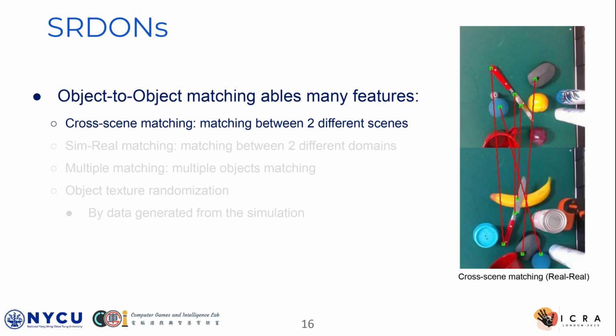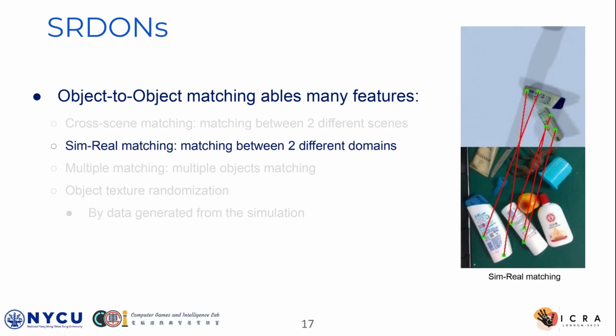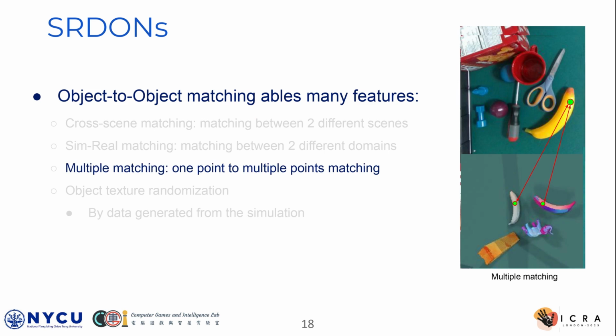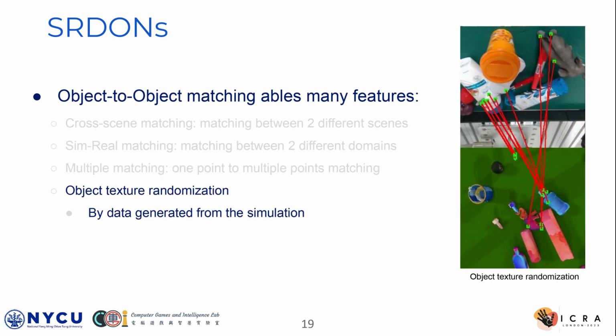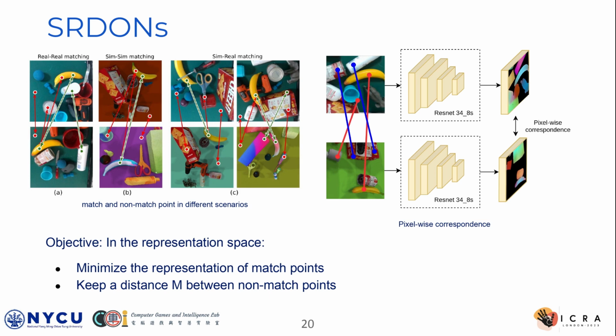The object-to-object matching method enables many features in our work. We can generate the correspondence between different scenes and different domains. We can also do one-point to multiple-point matching, or texture randomization in the simulated data. We then use pixel-wise correspondence loss to train our descriptor with different types of matching.